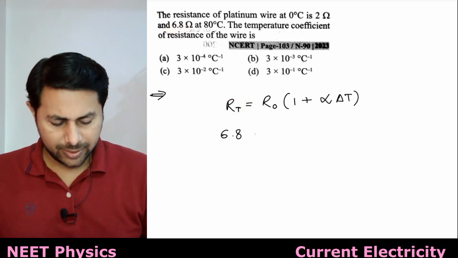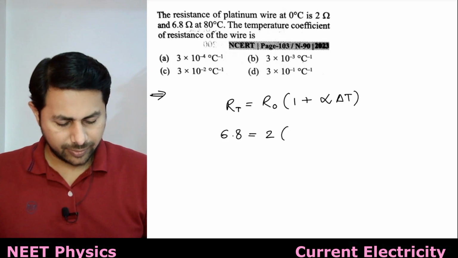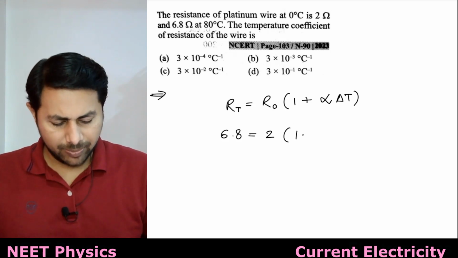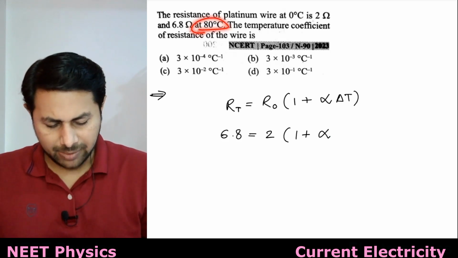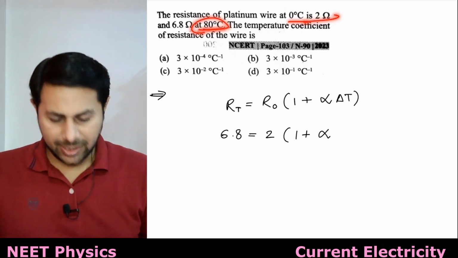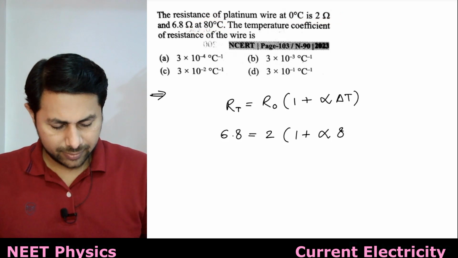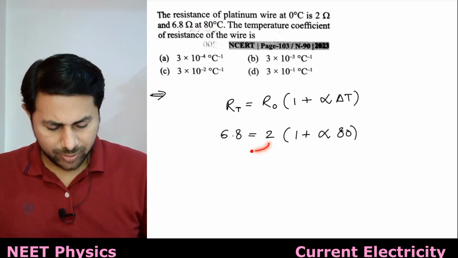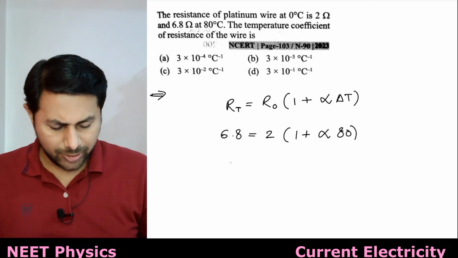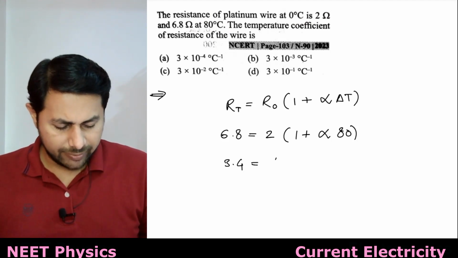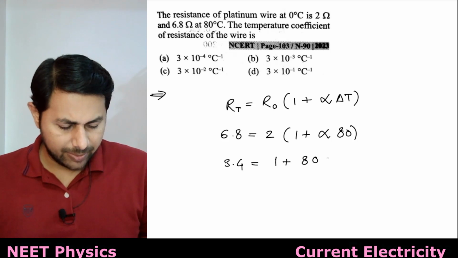R naught is 2 ohms multiplied by 1 plus alpha times the change in temperature. We need to find alpha, but what is the change in temperature? Change in temperature is 80. Okay, move this 2 to the other side, so 6.8 divided by 2 is 3.4. 3.4 is equal to 1 plus 80 alpha.